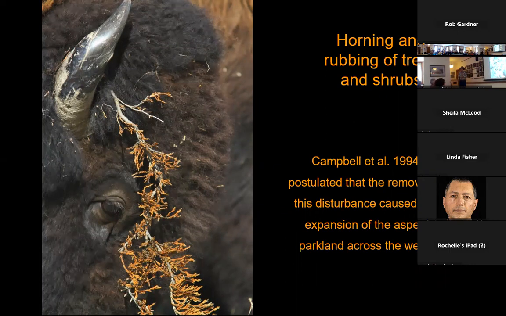And that had implications indirectly for the northern spotted owl all along the west coast. Because the barred owl, which was originally an eastern hardwood bird, was able to move its way through the Aspen Parkland, across the mountains, and into the west coast rainforest, where it's now outcompeting the northern spotted owl, all because of the removal of bison historically from the landscape.